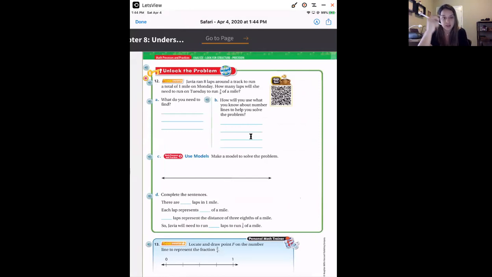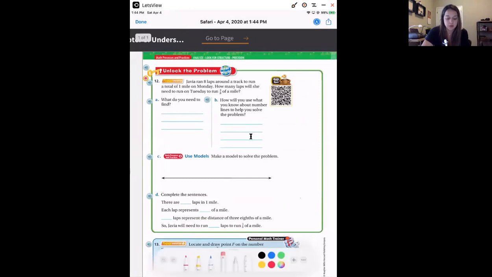Now, they gave you how many laps she ran, and they give you one of the fractions. So if this is the line over here in C, then we know that we need to break it up into how many parts? 8 parts. Got it?